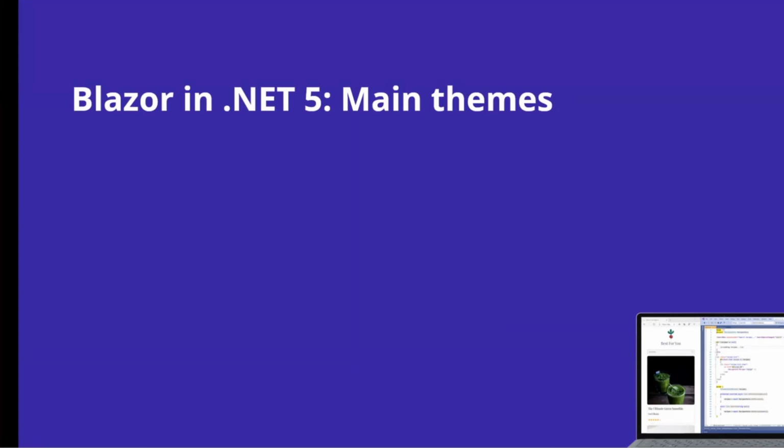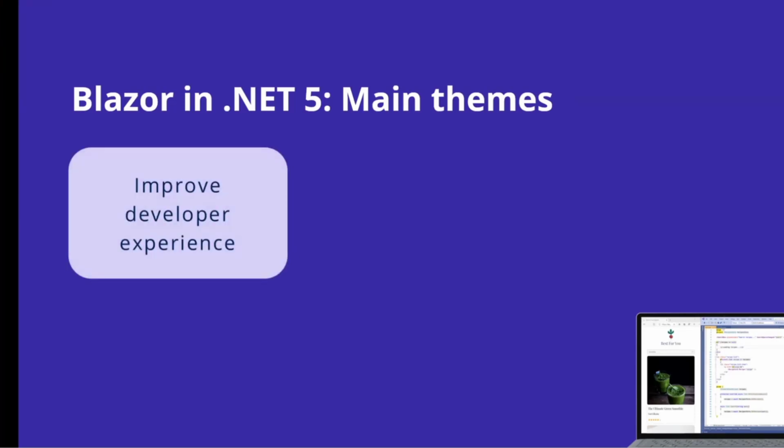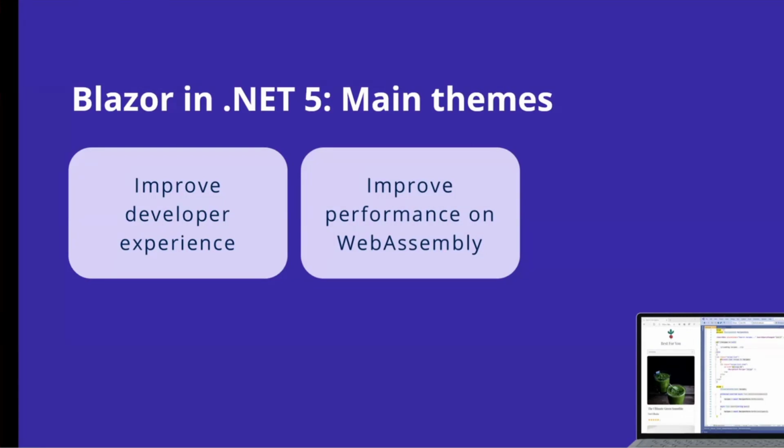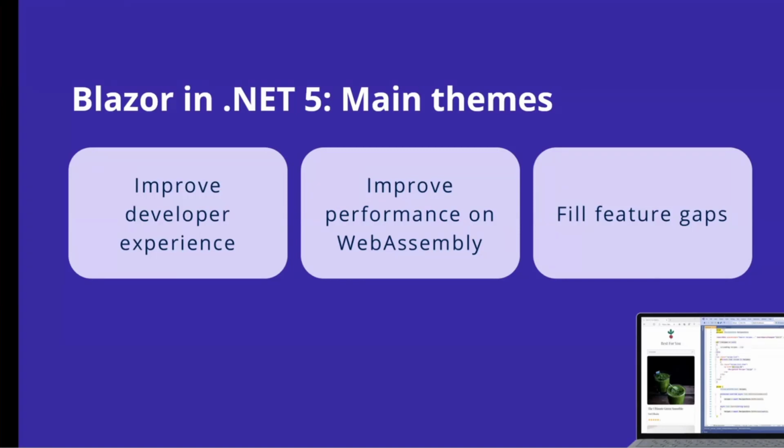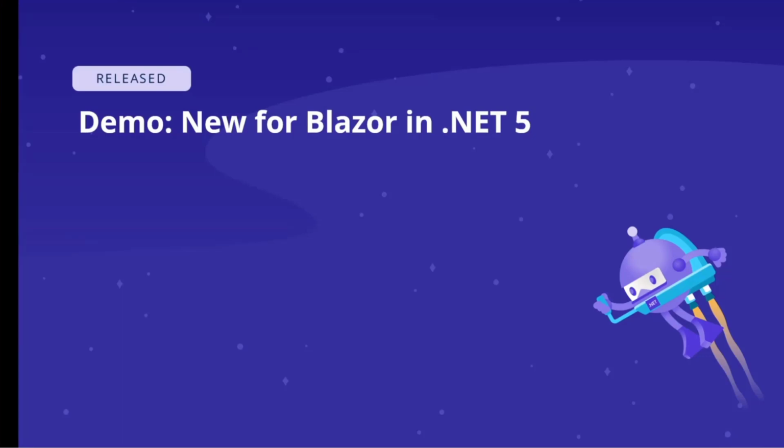Blazor in .NET 5 had three main themes, and it was really targeted as a hardening release. We wanted to improve the developer experience. We don't need to add significant new features, but we want to make it easier and faster for you to develop with. We wanted to improve performance on WebAssembly because we heard, hey, is Blazor ready for enterprise development? And we also wanted to fill any feature gaps that folks were saying, well, we can't really work with this yet. It's not really ready for us.